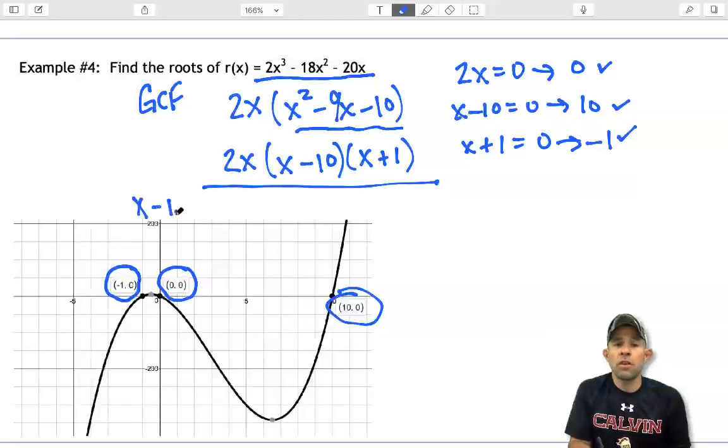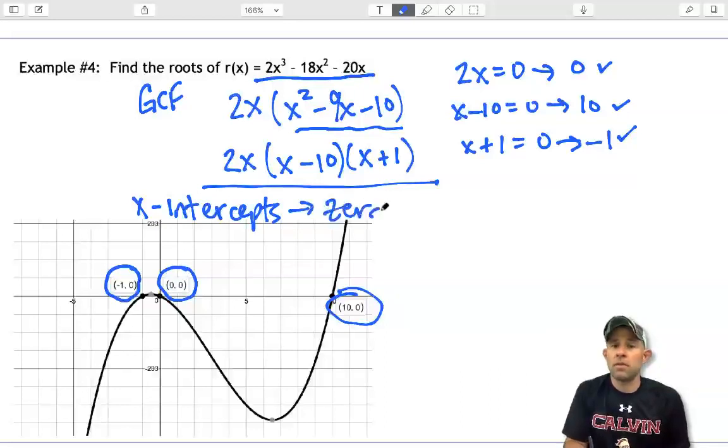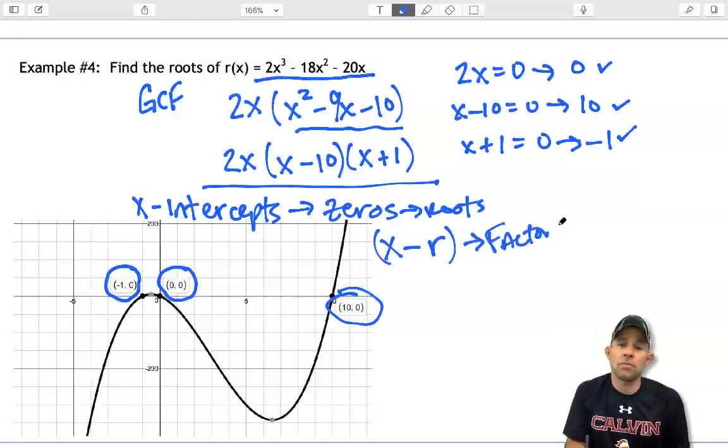So hopefully you guys are picking up that all x-intercepts are also zeros of the polynomial, also known as the roots. And that means x minus that number will be a factor. These are the factors of the polynomial.